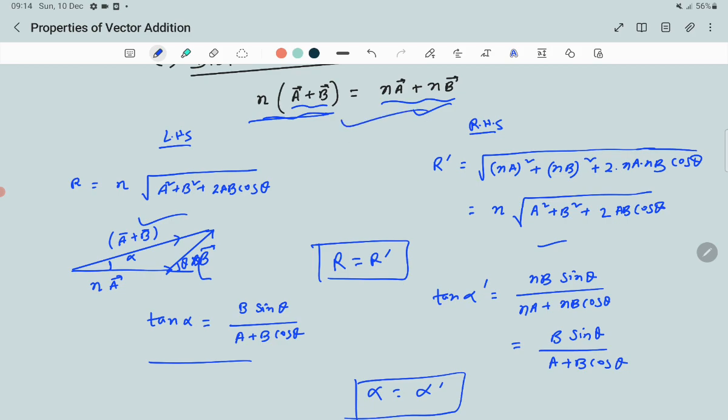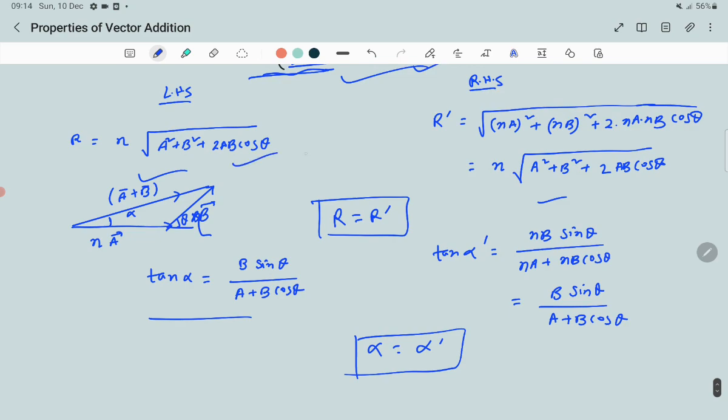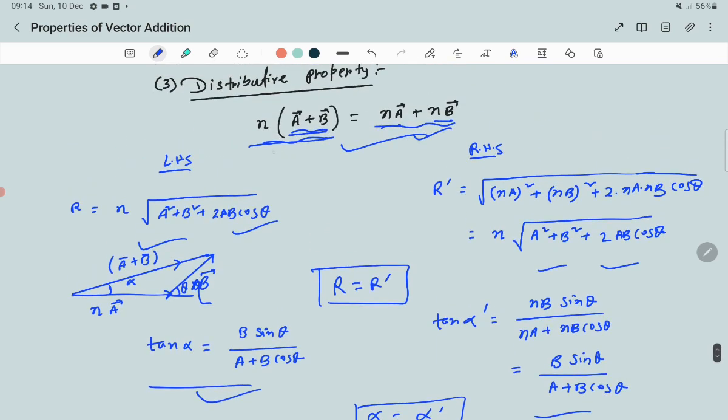You do not need to prove it geometrically, because geometrically it is obvious. Whenever you multiply a scalar number with a vector, the direction will obviously not change. So the direction of a plus b will be the same as the direction of na plus nb. But you can prove it analytically in this way. First you have to prove the magnitudes, then you have to prove the direction. If the magnitude and direction are both equal, then obviously the vector on the left hand side will be the same as the vector on the right hand side. This is how you can prove this distributive property also.